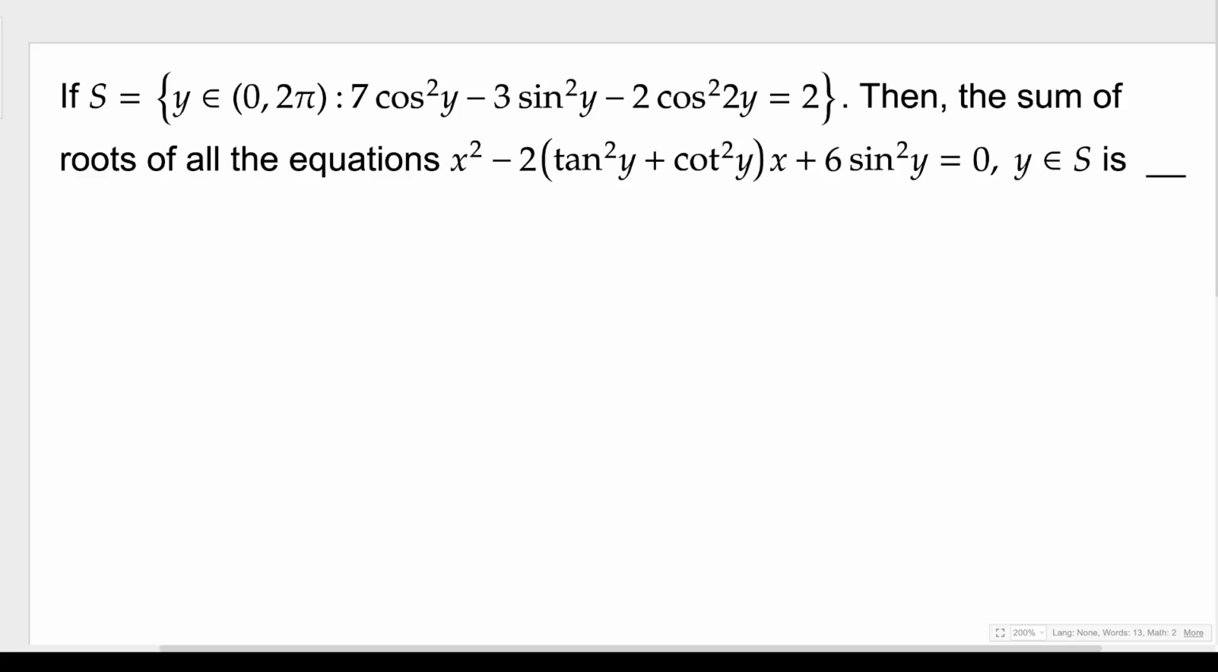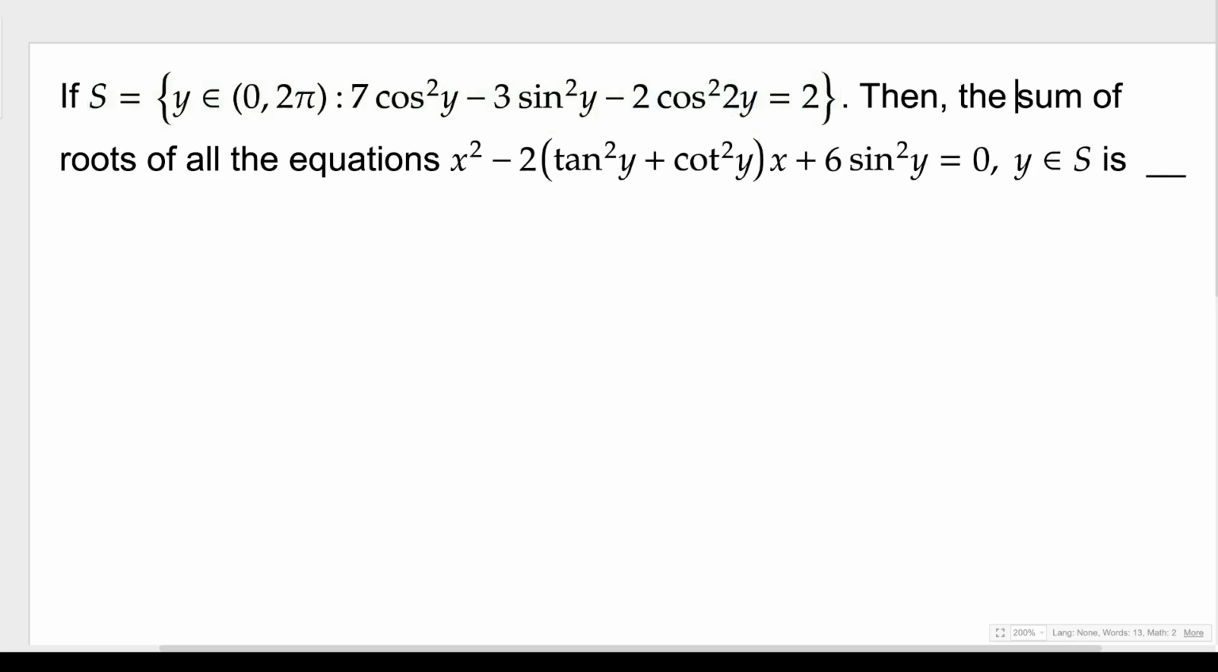So given this problem statement, S is given as it contains the element y, and y has to be in the range of this interval, that is 0 to 2 pi. And this is the equation that is given: 7 times cos y square minus 3 times sin y square minus 2 times cos 2y square, that is equal to 2.